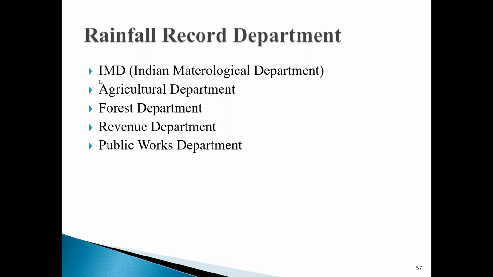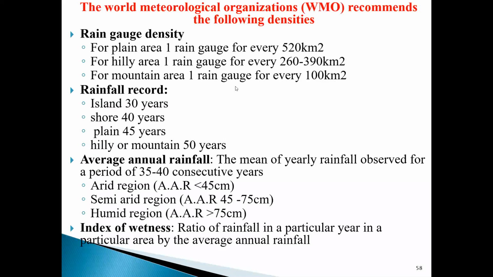So first one is the Indian Meteorological Department, and second one is the Agriculture Department, and third one is the Forest Department, and the fourth one is the Revenue Department, and also the Public Works Department. These are the departments which maintain the rainfall record, that is the depth of rainfall and also the intensity of rainfall in our country.